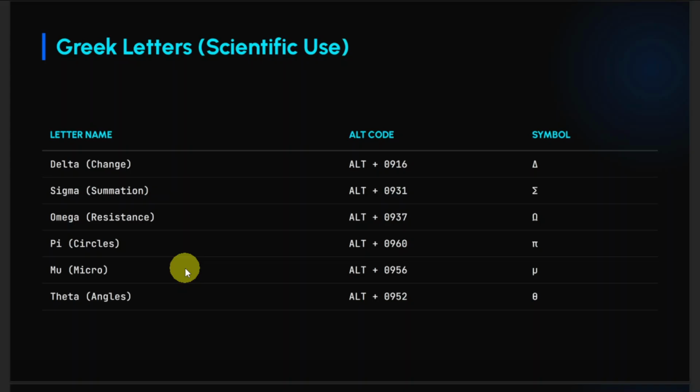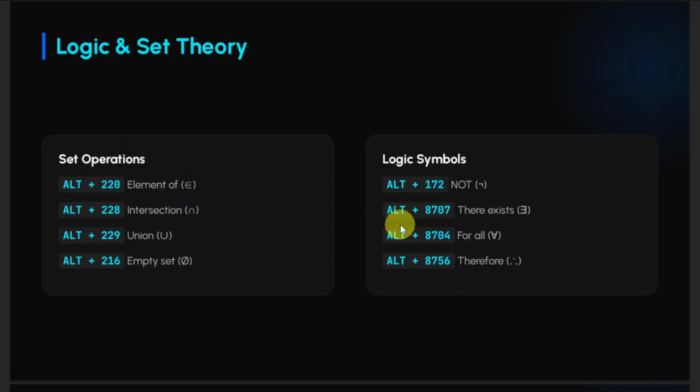To write delta, for example, to show change, Alt plus 0916 is the Alt code. To write pi, for example, for circle, Alt plus 060. To write omega, the symbol for resistance, you write Alt plus 0937. So you can go ahead and check everything, but I will give you all.